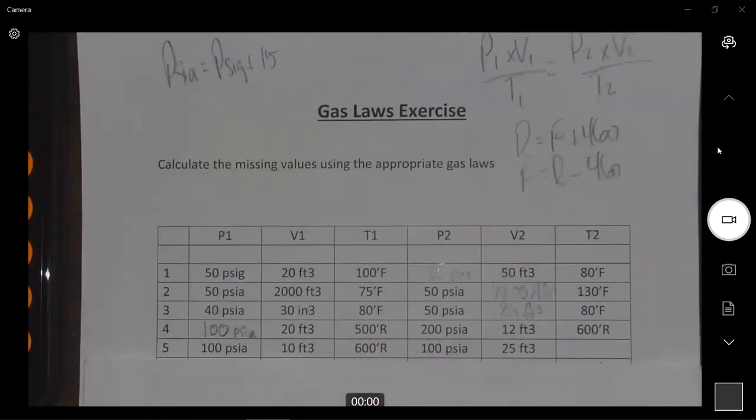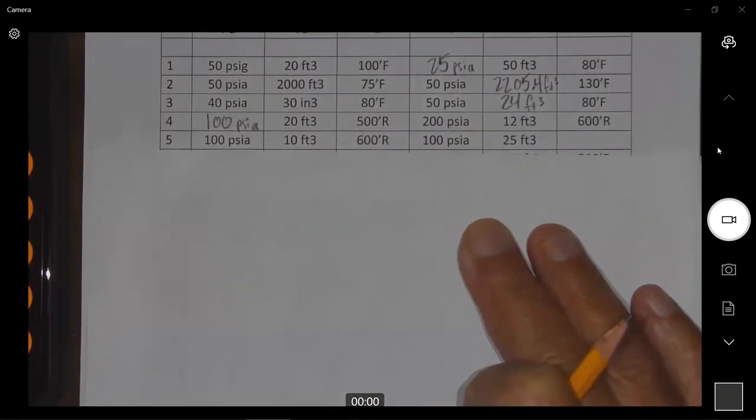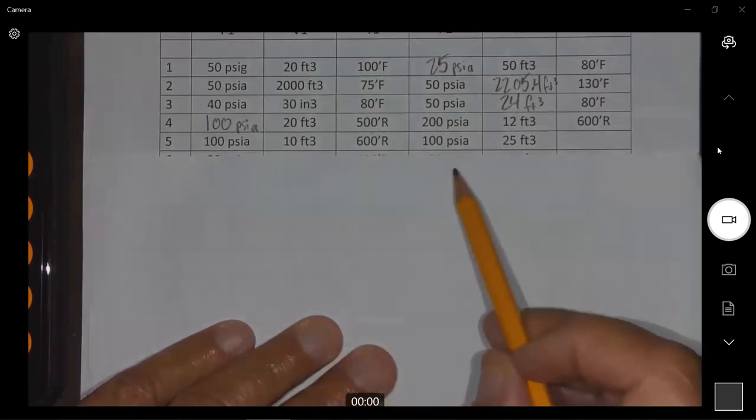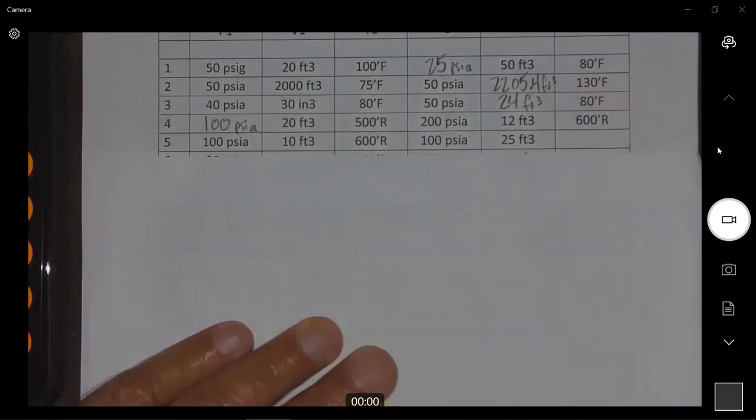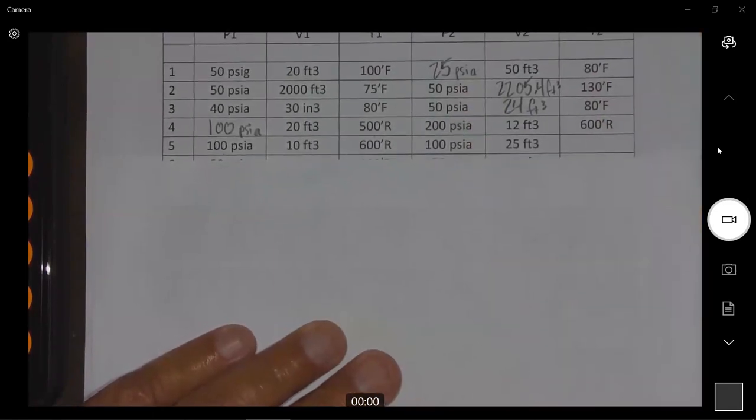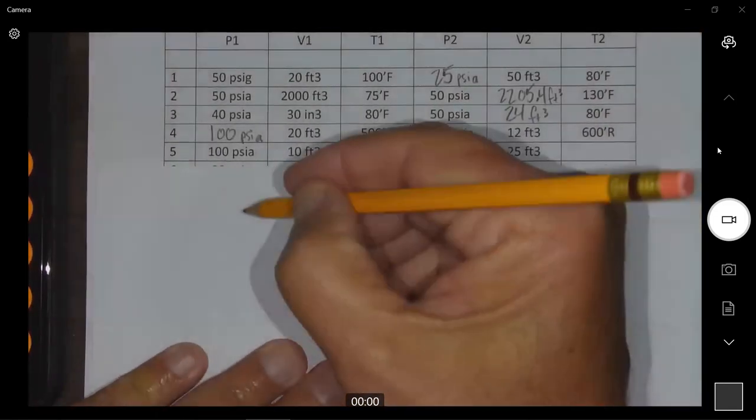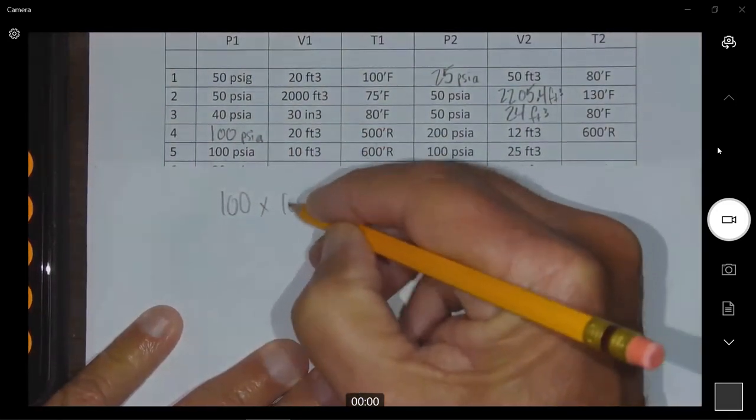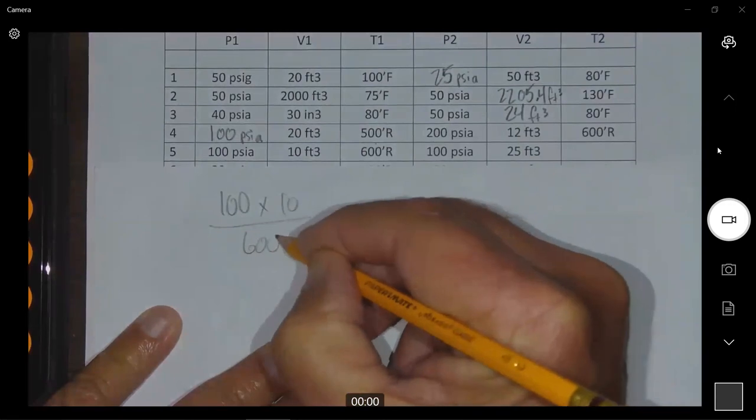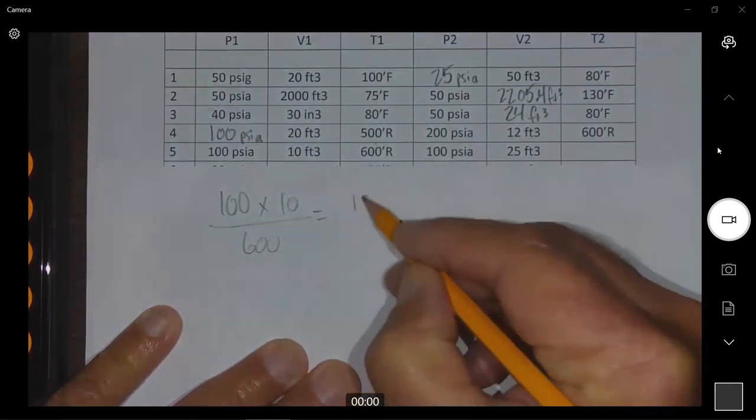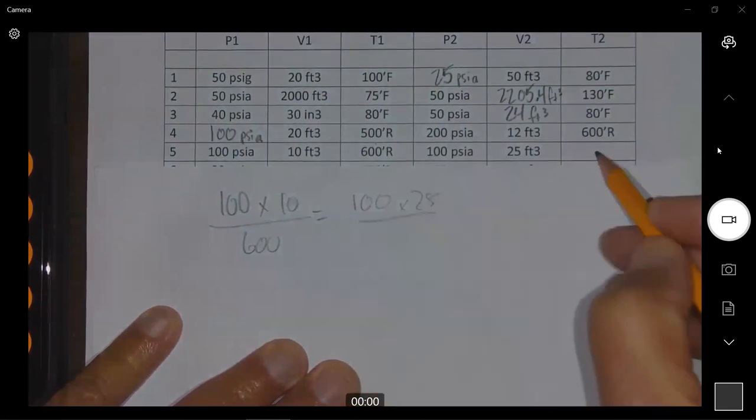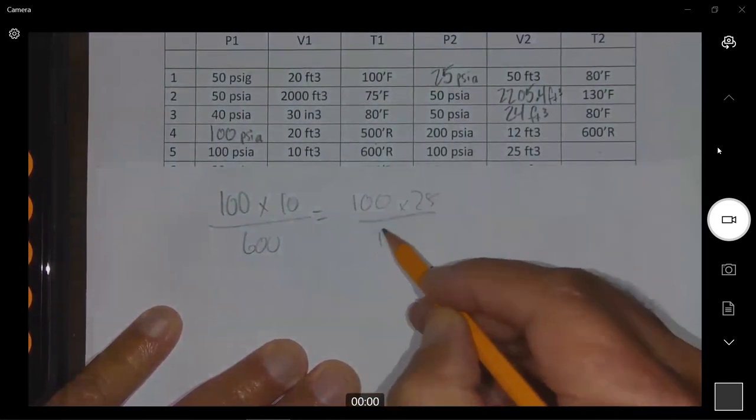So gas laws, number five. Anything need to change? Good, good, good. Just gonna throw it in. I see nothing the same, everything's different, so I need to use the full formula. So 100 times 10 over 600 equals 100 times 25 over T2.